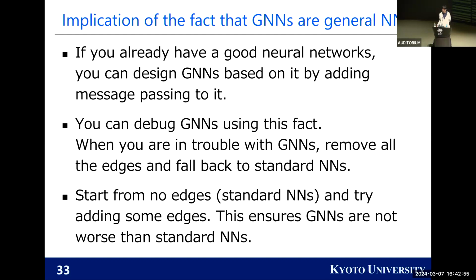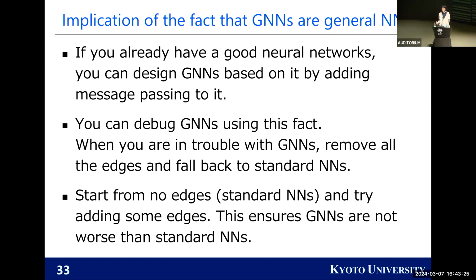And like I told before, you can start from no edges. This corresponds to standard neural networks. And suppose we have some relations and we can use any kind of edges from it. And we are wondering which types of edges we should use in this task. Then you can try adding some edges to the standard neural networks and measure the performance of such GNNs.